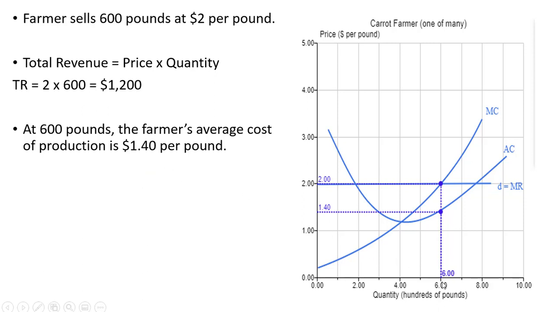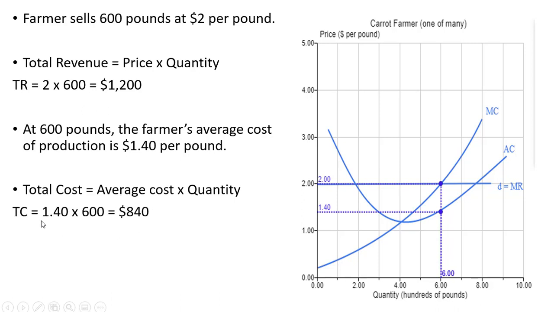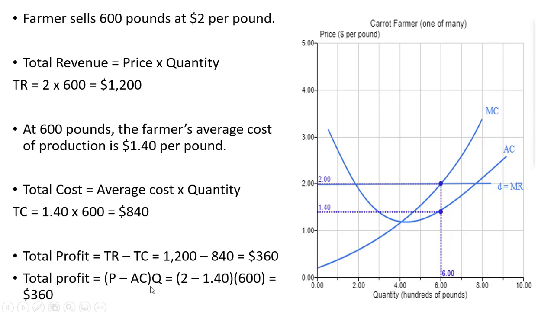How did I find that? I took this 600 and I plugged it into the average cost curve, and I came across and I found this $1.40. With these two numbers here, we can back into total cost. Total cost is simply average cost times quantity. So $1.40 times 600 gives a total cost of producing 600 pounds of carrots, in this case $840. The firm's profit is total revenue minus total cost, so $1,200 minus $840. The firm is making a profit of $360.